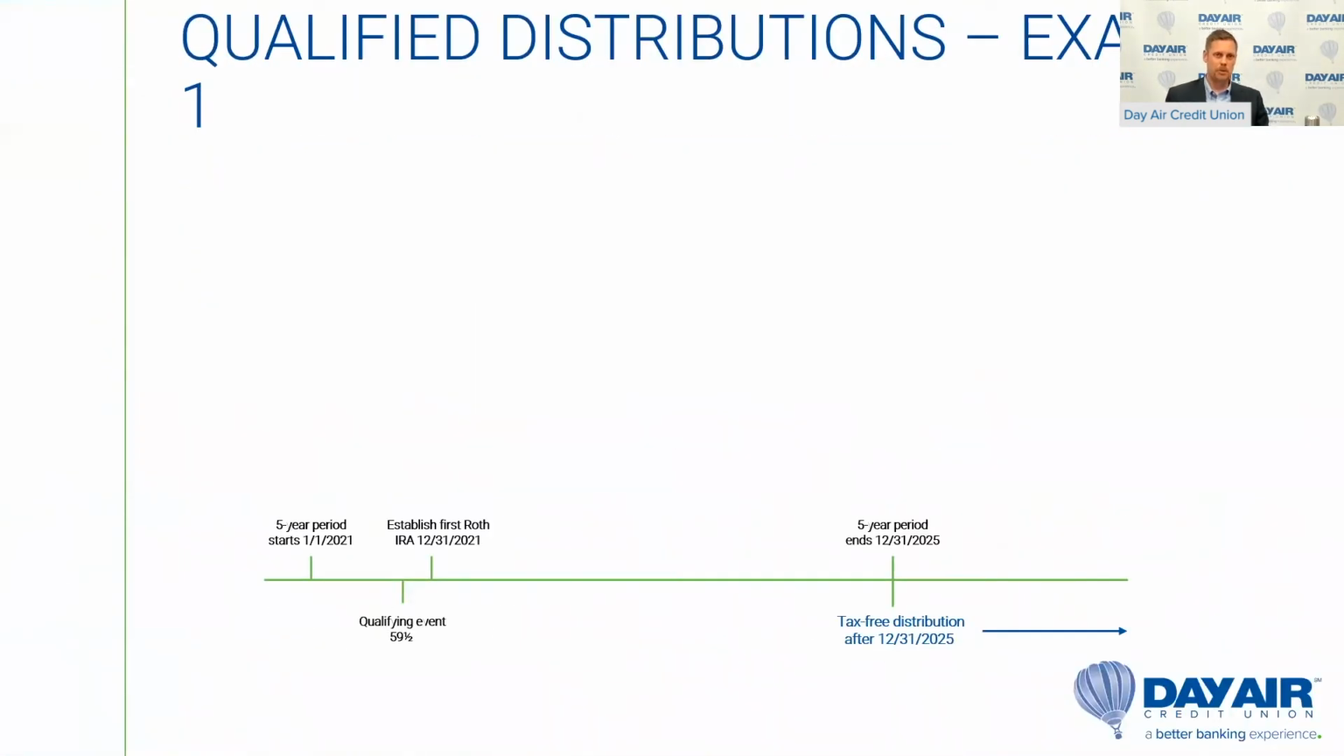So let's do this. We've got about three different examples here, and I want to go through these, and I think this will help us to understand how the 5-year holding period and the qualifying events work together so that you can get qualified tax-free distributions from a Roth IRA.